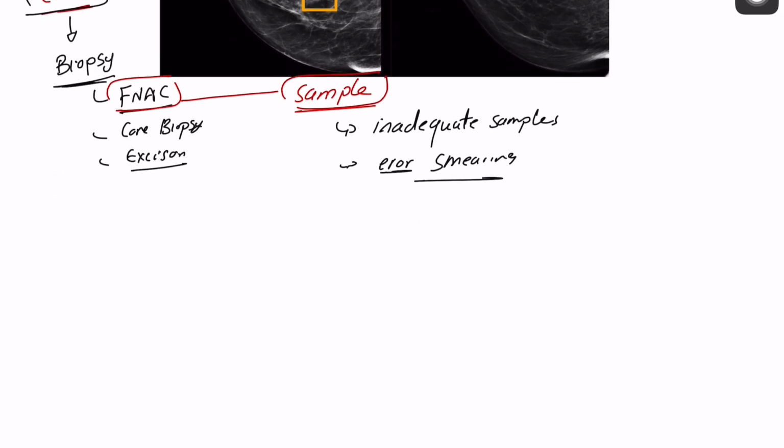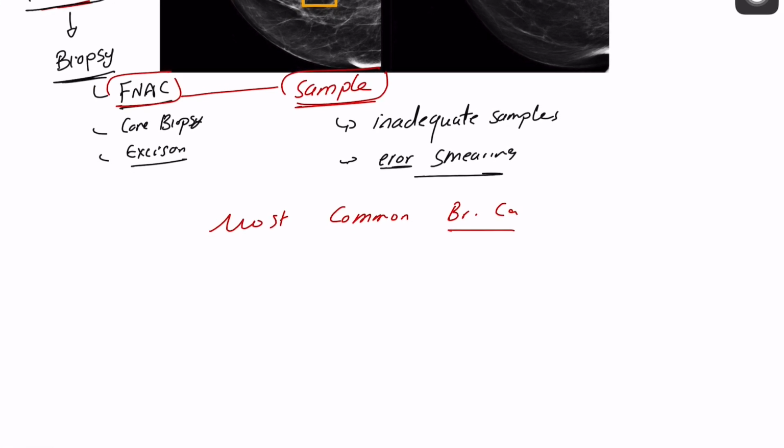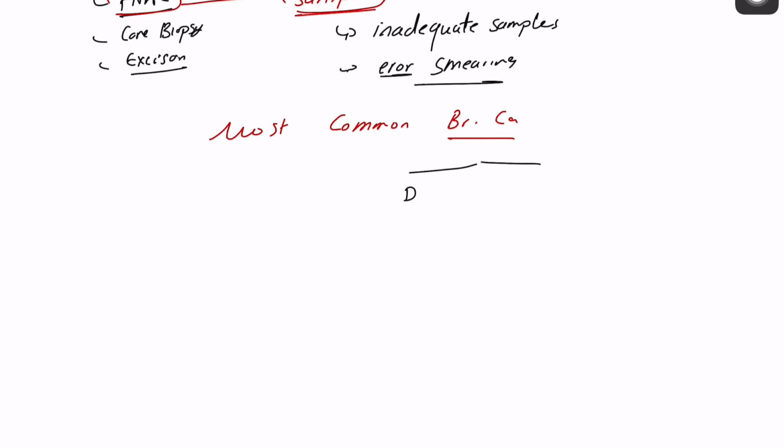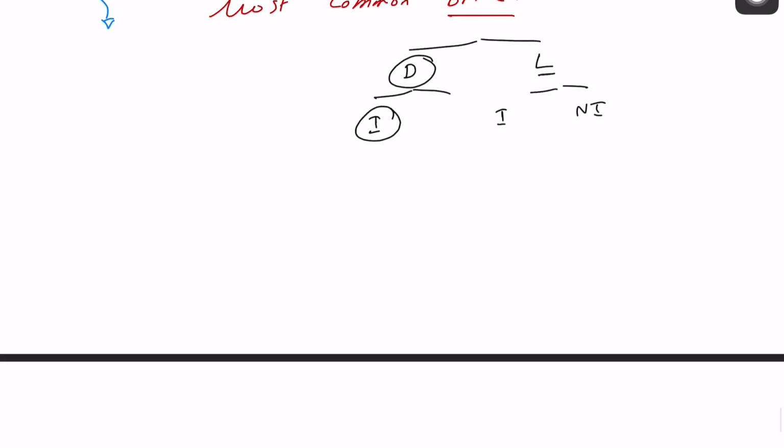Next question is, what is the most common type of breast cancer? Obviously you know that breast cancer could be ductal cancer or lobular cancer, and both of them could be invasive or non-invasive. So the most common breast cancer is ductal cancer, invasive. Invasive ductal carcinoma is the commonest. So let's say we sorted that and the pathologist sent you the sample back. What will be your approach to reading the report?